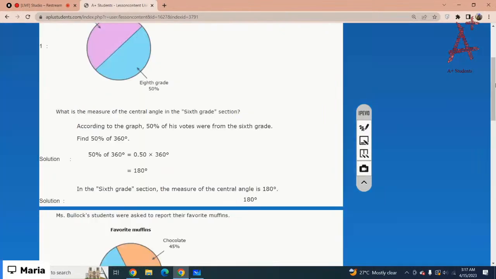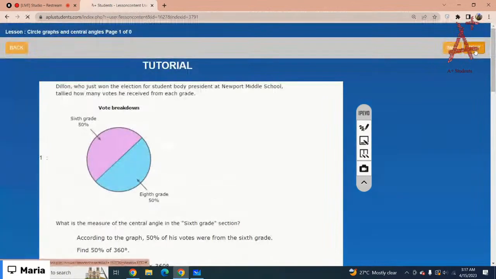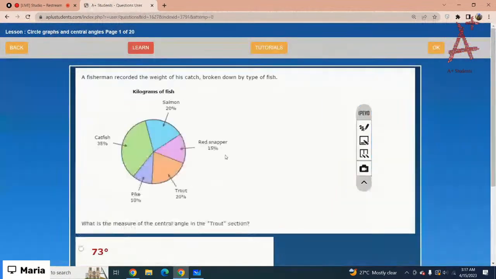Okay, let's just start with the test questions. A fisherman recorded the weight of his catch broken down by type of fish. What is the measure of the central angle in the trout section?